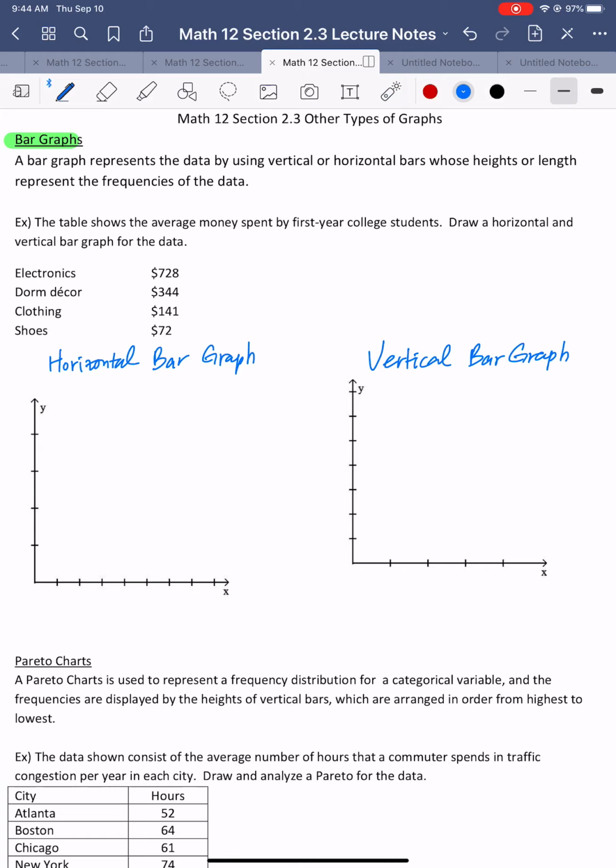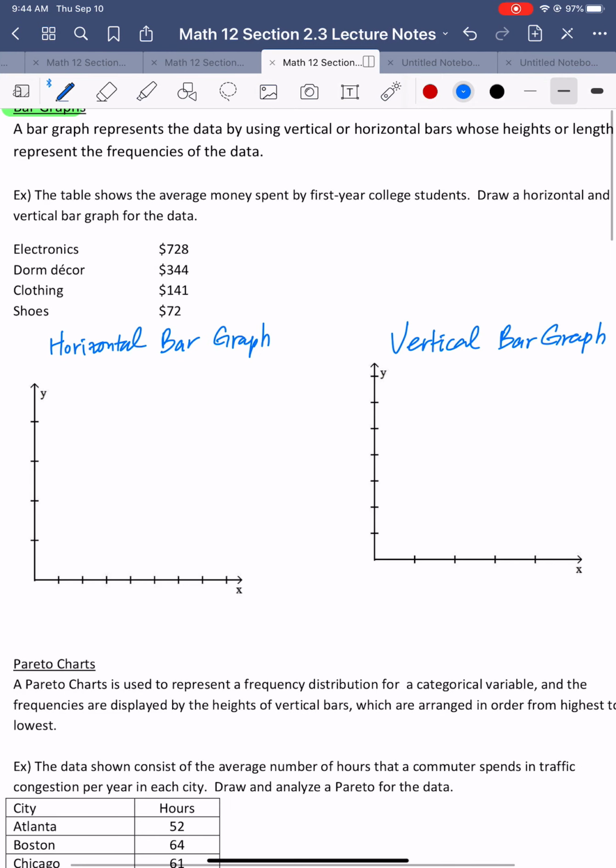To make the horizontal bar graph, we put the frequencies along the bottom. This is the money that I'm going to put in. Since 728 is a large number, I'm going to go by 100s. So this is 100, 200, 300, 400, 500, 600, 700, and 800.